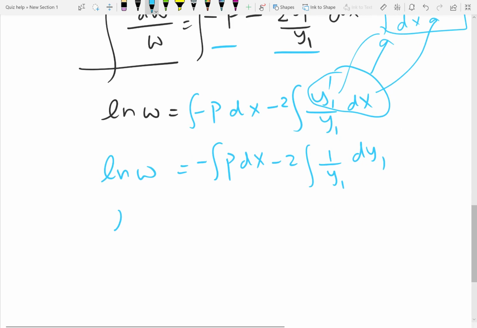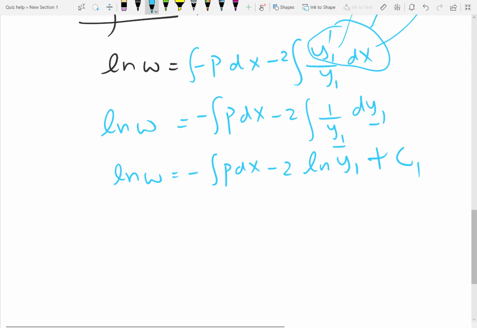Okay, so now we can integrate this term and write negative 2. If you integrate 1 over y1, you get natural log y1, right? We integrate with respect to y1, plus c, where c is an arbitrary constant. Let's call it c sub 1.